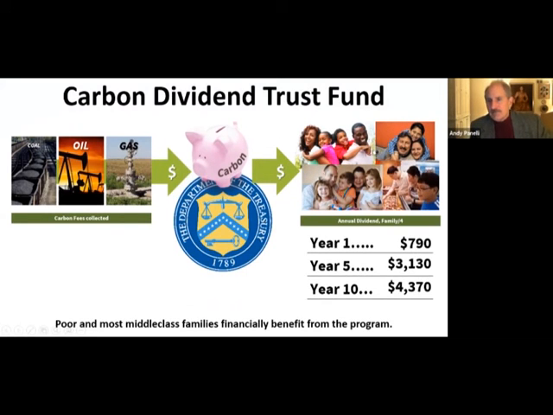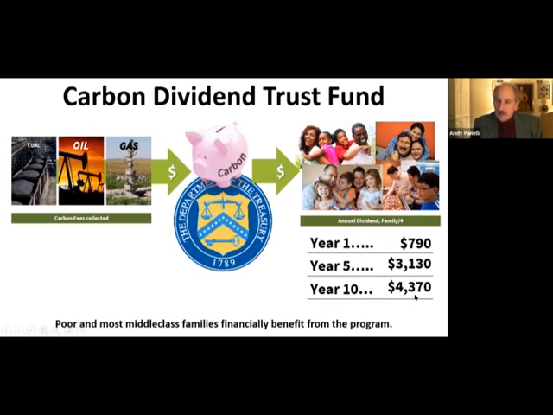Coal, oil, and gas companies pay the fee, the Treasury Department collects it, and here is what that would mean to a family of four, 2 adults, 2 children. In year one, those dividend checks would add up to about $800. That's going to cover a lot of increased 15-cent per gallon gasoline. In year 5, because the fee goes up every year, that would be $3,000.